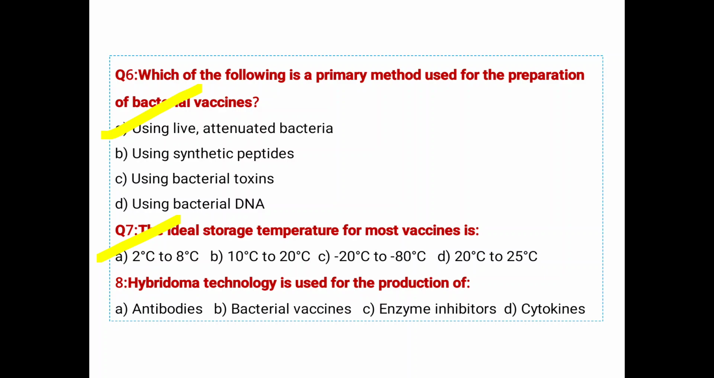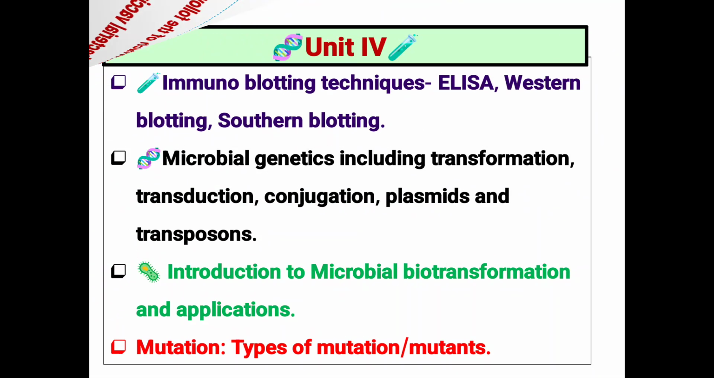That is stability. Next, hybridoma technology is used for the production of A, antibodies, B, bacterial vaccines, C, enzyme inhibitors, and D, cytokines. So monoclonal antibodies, that means antibody development, is the role of hybridoma technology. So option A is the correct.